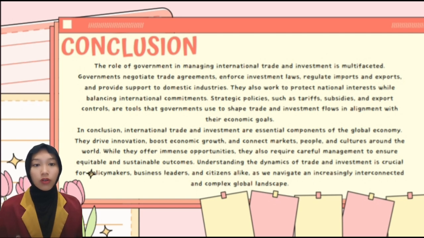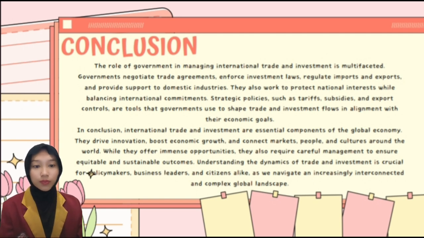The role of government in managing international trade and investment is multifaceted. Governments negotiate trade agreements, enforce investment laws, regulate imports and exports, and provide support to domestic industries. They also work to protect national interests while balancing international commitments. Strategic policies such as tariffs, subsidies, and export controls are tools that governments use to shape trade and investment flows in alignment with their economic goals.